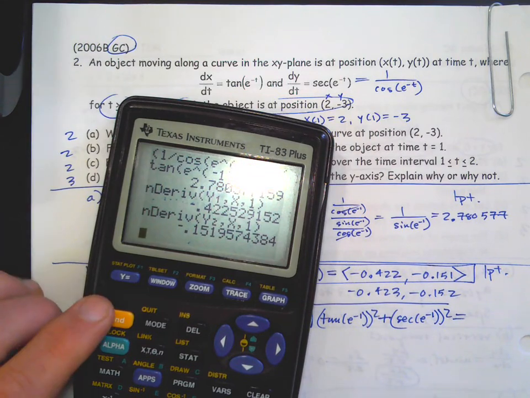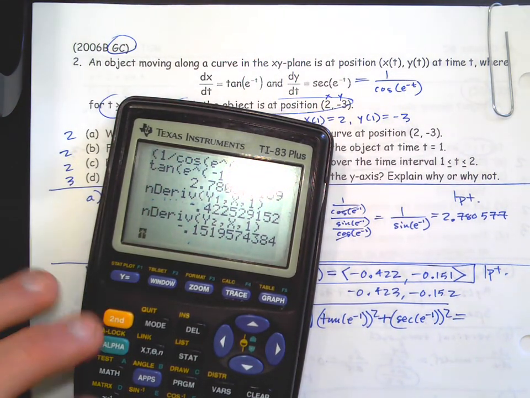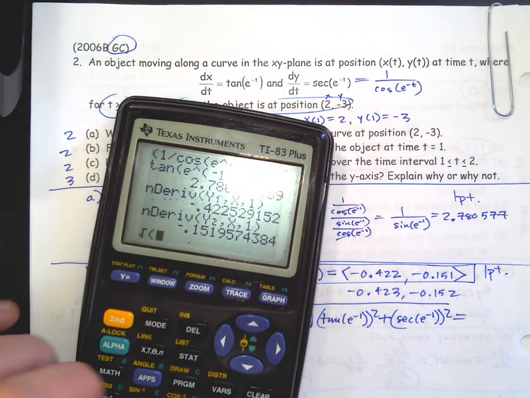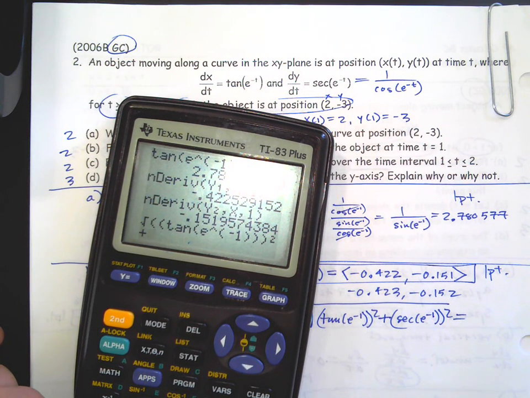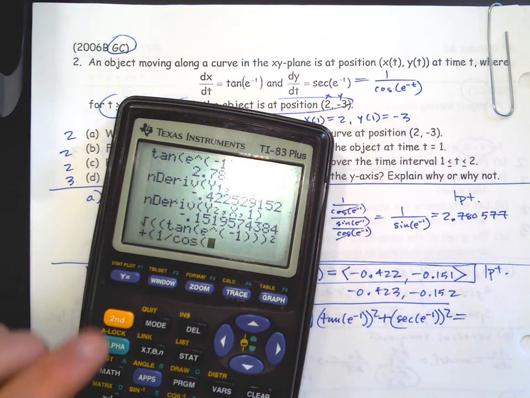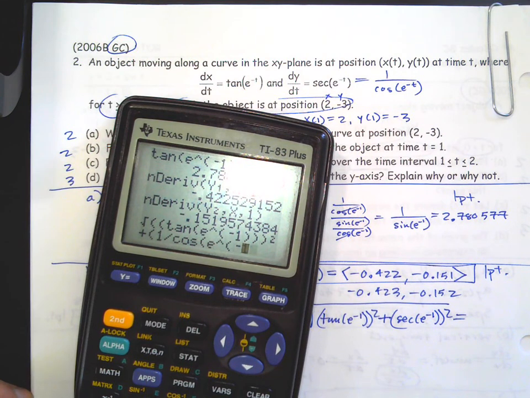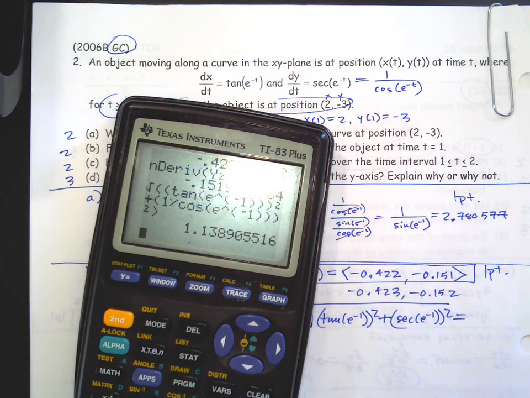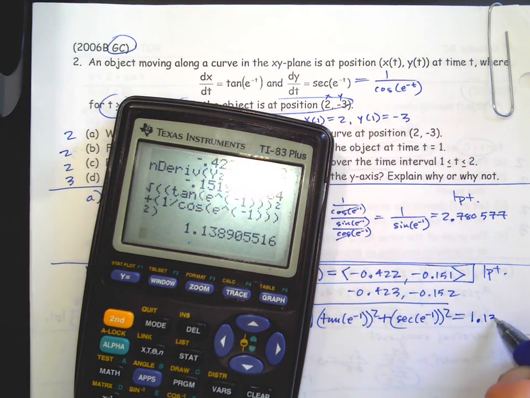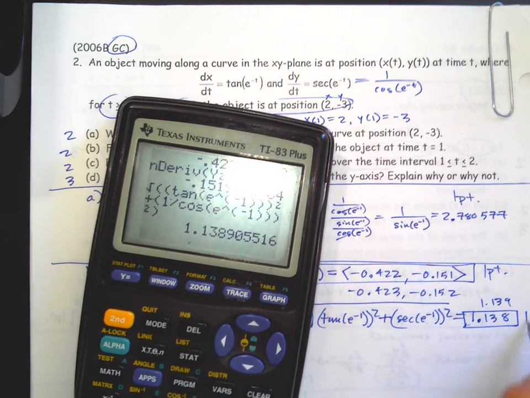So let's see, square root of parentheses tangent of e to the negative 1, close, squared, plus 1 divided by cosine of e to the negative 1, close, squared, close. 1.138 or 1.139. It's up to you. That's one more point.